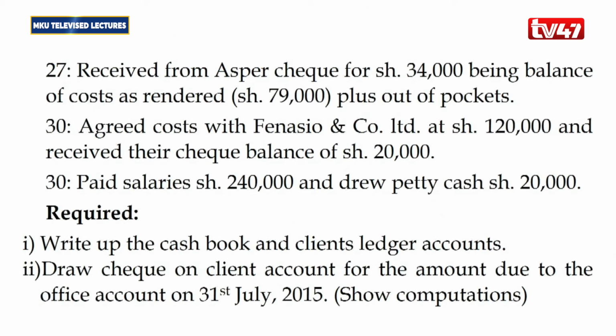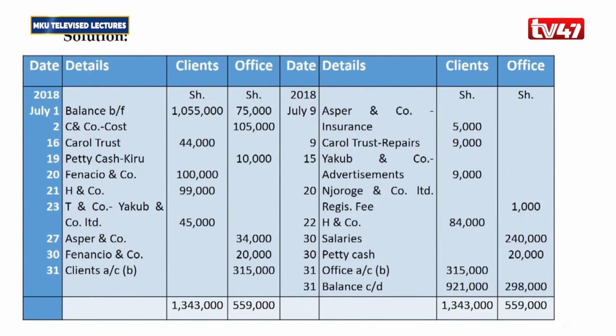Now, let me look at this one where you are paying salaries of 40,000 and drew petty cash of 20,000. Of course, this is basically going to be in the cash book. And when you look at the cash book, we have this petty cash of 20,000, and we also have these salaries of 240,000.